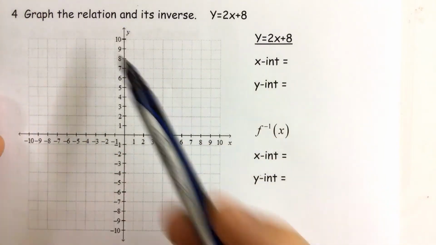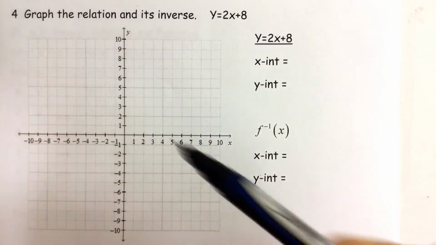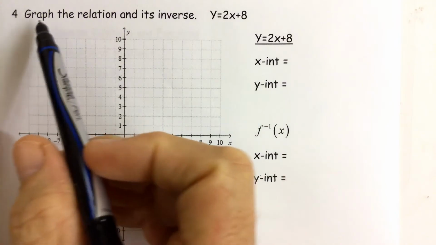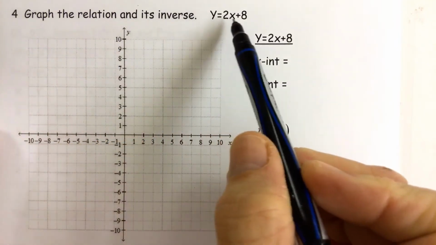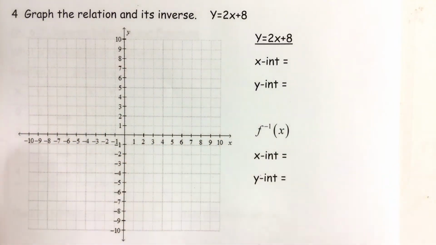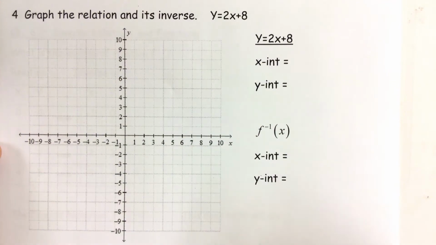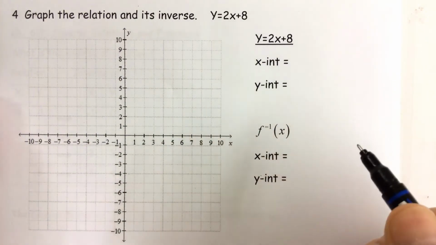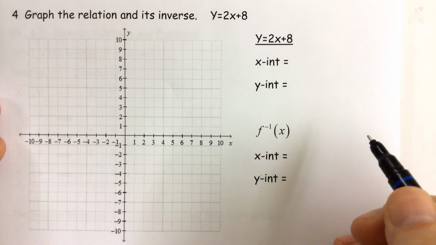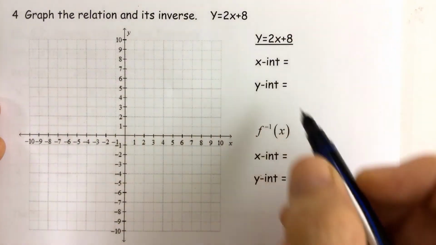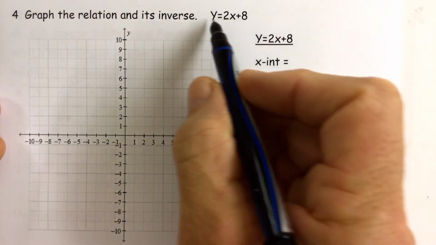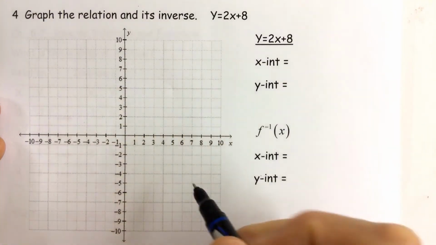So in the rest of this video, we're going to look at finding the graph of a function and then seeing how the graph of the inverse looks in relation to the function itself. There are many different ways to do this. We're just going to go ahead and graph this function here, y equals 2x plus 8.